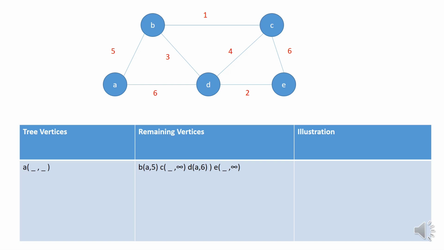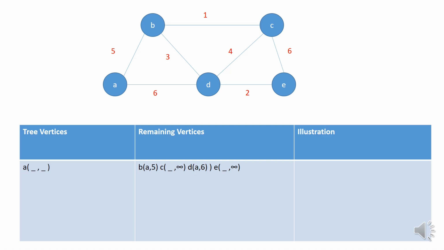First, initially you have to write this column. That means consider any initial vertex. If the problem has not specified any initial vertex, then you assume any initial vertex. So I have here considered A, and its near vertex is initially empty and the minimum distance is initially empty. Then you have to start filling the remaining vertices.